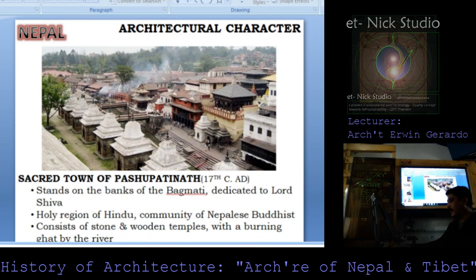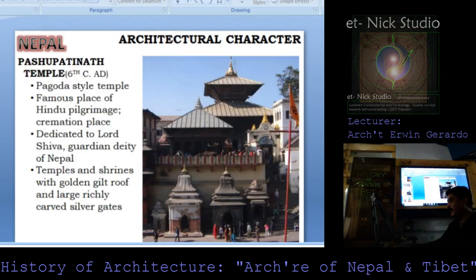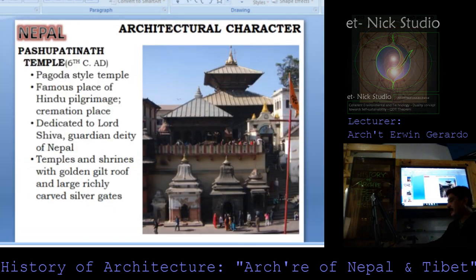Architectural character of Nepal. The sacred town of Pashupatinath. It was built circa the 17th century AD. It stands on the banks of the Bagmati, dedicated to Lord Shiva. The holy region of the Hindu community and Nepalese Buddhists consists of stone and wooden temples with burning ghats by the river.